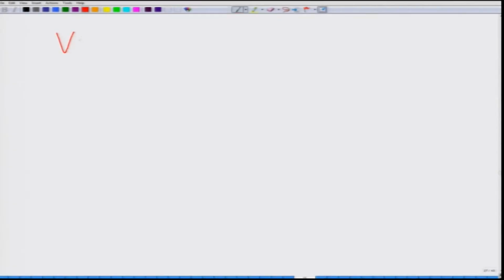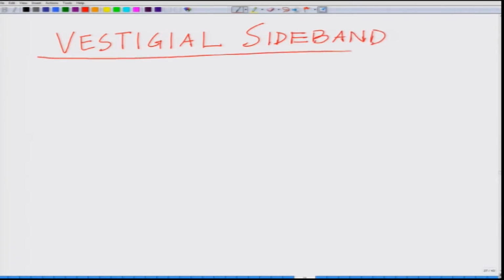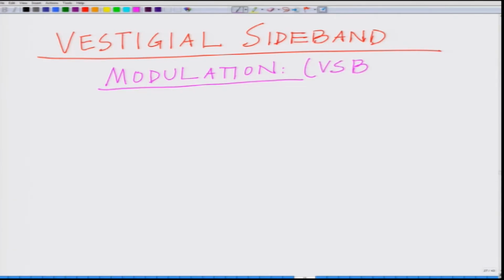Alright, so the next different form of modulation that we are going to be interested in is vestigial sideband modulation. This is another form of modulation. We have seen single sideband modulation. So, this is vestigial sideband modulation, also abbreviated as VSB.